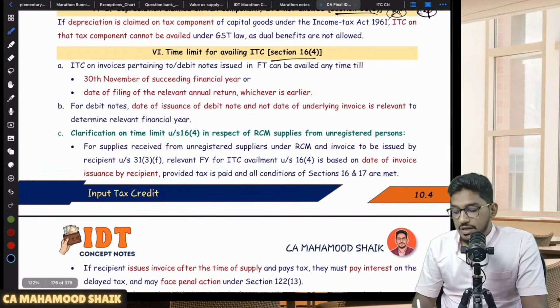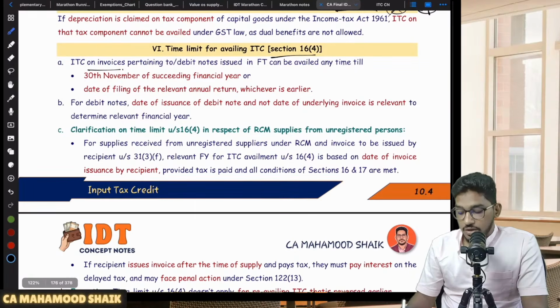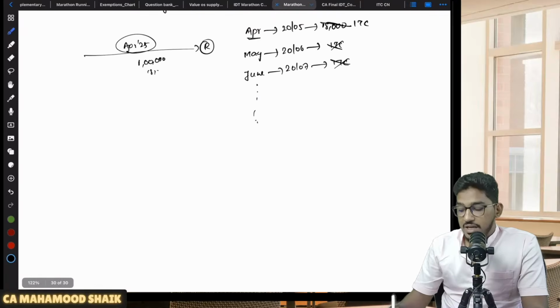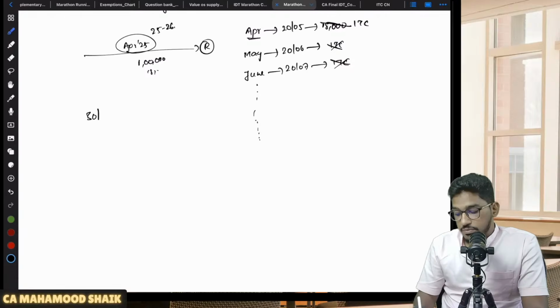And what is the time limit? ITC on invoices pertaining to debit notes or invoices should be claimed at any time till 30th of November following the end of the succeeding financial year or date of filing of the relevant annual return, whichever is earlier. So what is the maximum time limit? They are saying 30th of November following the end of the financial year. So this is belonging to the financial year 25-26. 30th of November following the end of the financial year means what? 30th of November 2026 or date of filing of annual return.